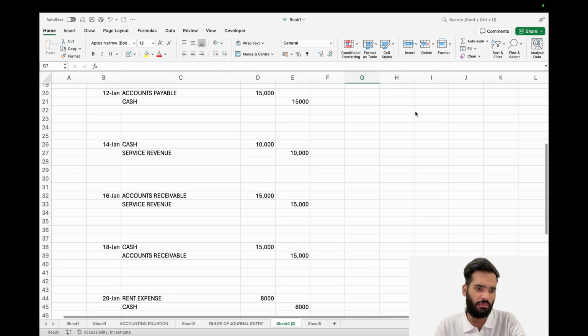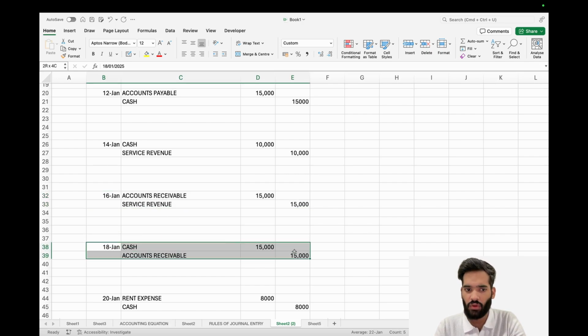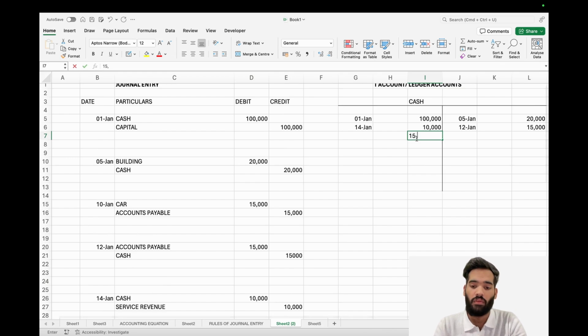So yeah, it's as simple as this. So here, is the cash account affected? No. In this one, is the cash account affected? Yes. Cash is debit by 15,000. So 15,000 and the date was 18th of January.